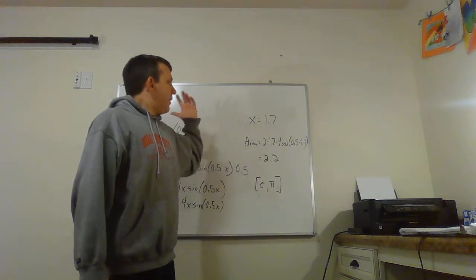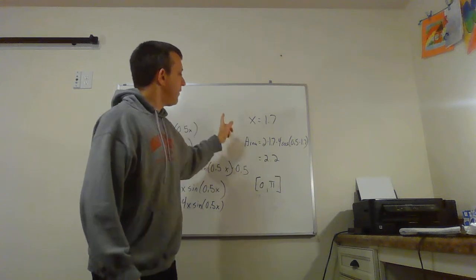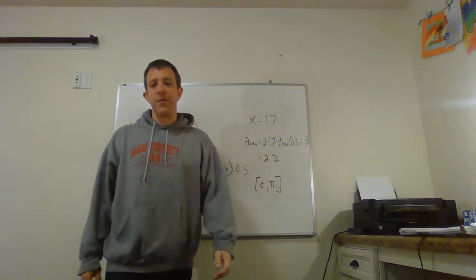So 1.7 is the only one that can work. Plug it all in, you get an area of 2.2.